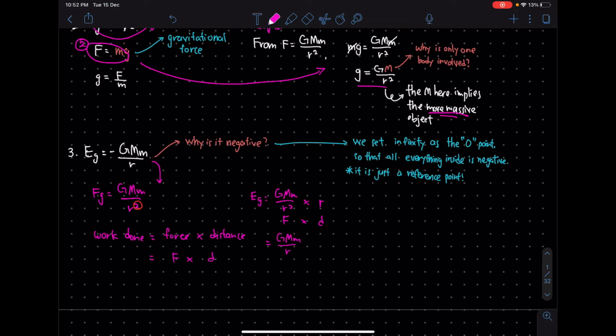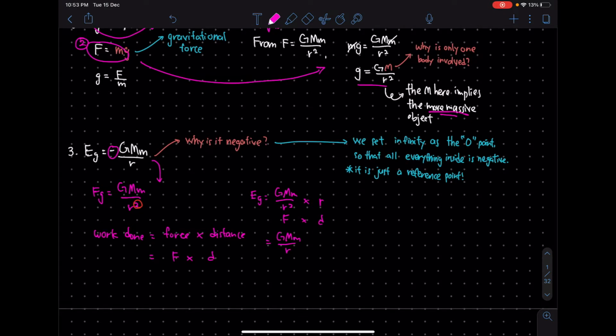The only thing that most would be confused or curious about would be the negative symbol here. So why is it negative? Well, we use negative because we set infinity as the 0 point. That is, we treat it as the reference point for our calculations, and that's why everything within it would be considered negative. Since we set infinity as the 0 point, something must go past infinity to even get a positive value.